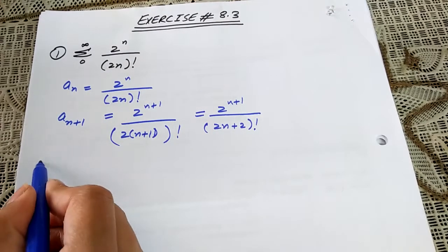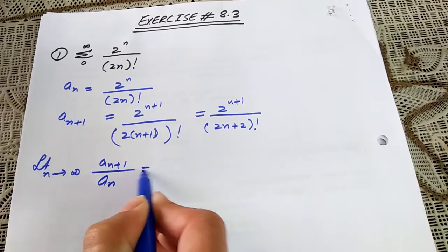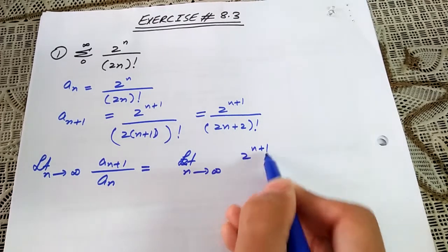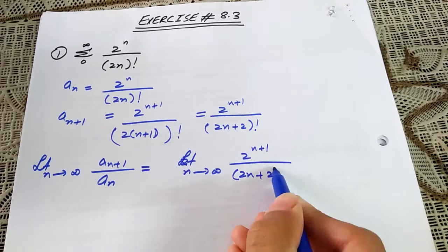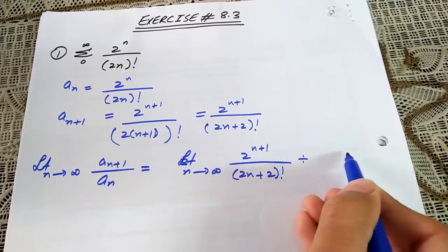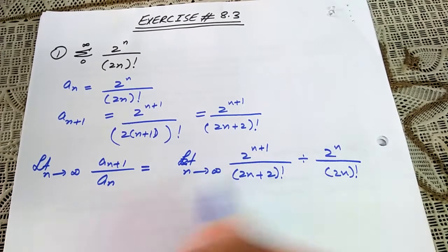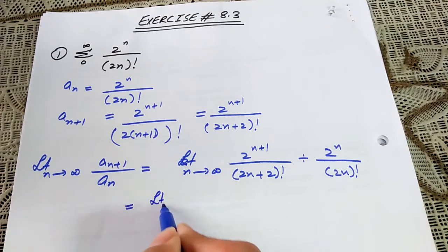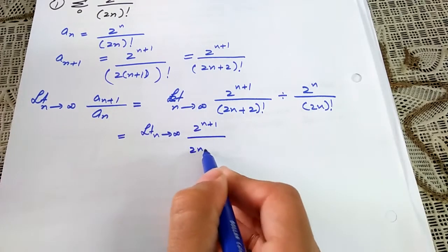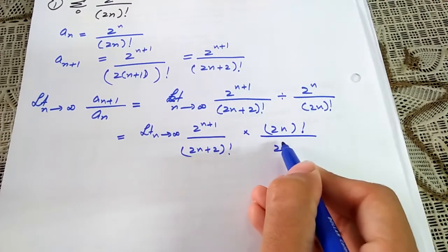Now apply the limit as n approaches infinity of a_(n+1) divided by a_n. This will become the limit as n approaches infinity of 2^(n+1) divided by (2n+2) factorial, which is a_(n+1), divided by a_n, which is 2^n over (2n) factorial. Change this division sign into multiplication. You will get the limit as n approaches infinity of 2^(n+1) over (2n+2) factorial, into (2n) factorial over 2^n.